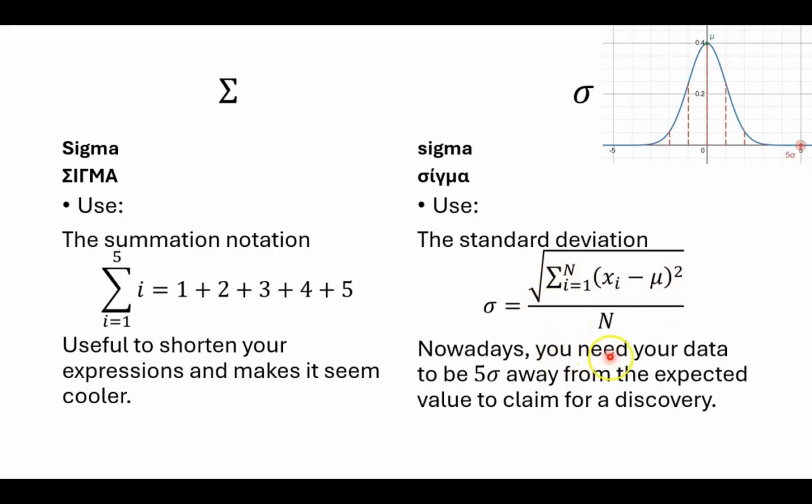And nowadays, if you are an experimental physicist, you need your data to be 5 sigma away from the expected value to claim a discovery. So for example, if you are a particle physicist and you discovered a particle with a ridiculously high energy in your particle accelerator, you need to compare its energy to the predicted energy. If say the predicted energy is 0 and the standard deviation is 1, so 1, 2, 3, 4, 5. If its energy is greater than 5, then you can say you have found a new particle.